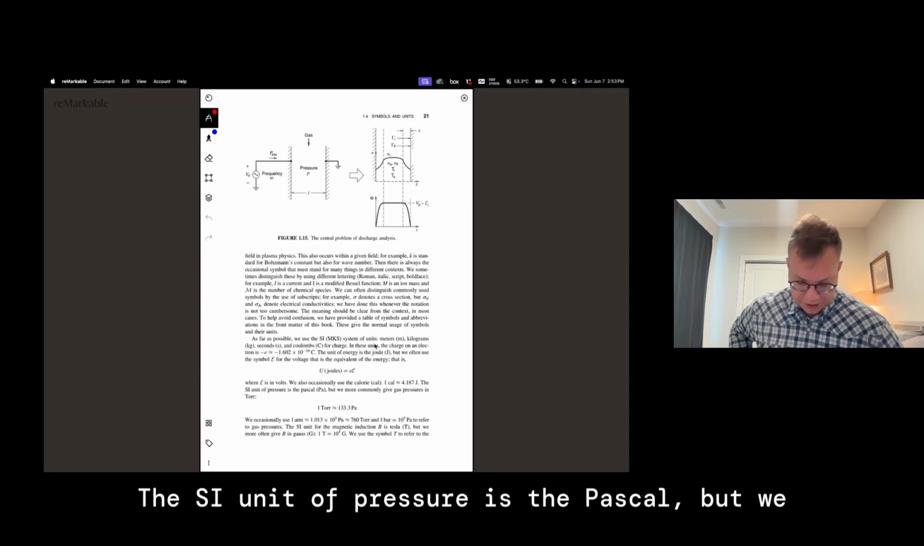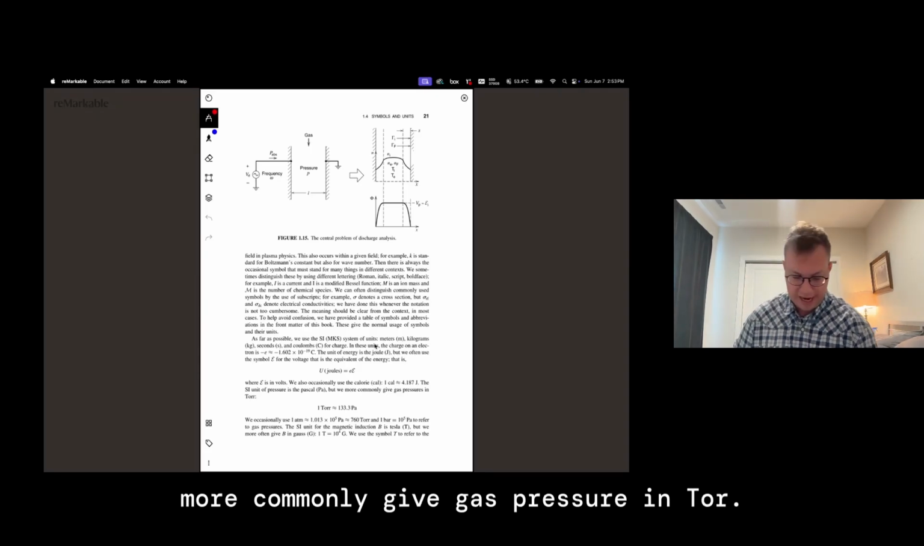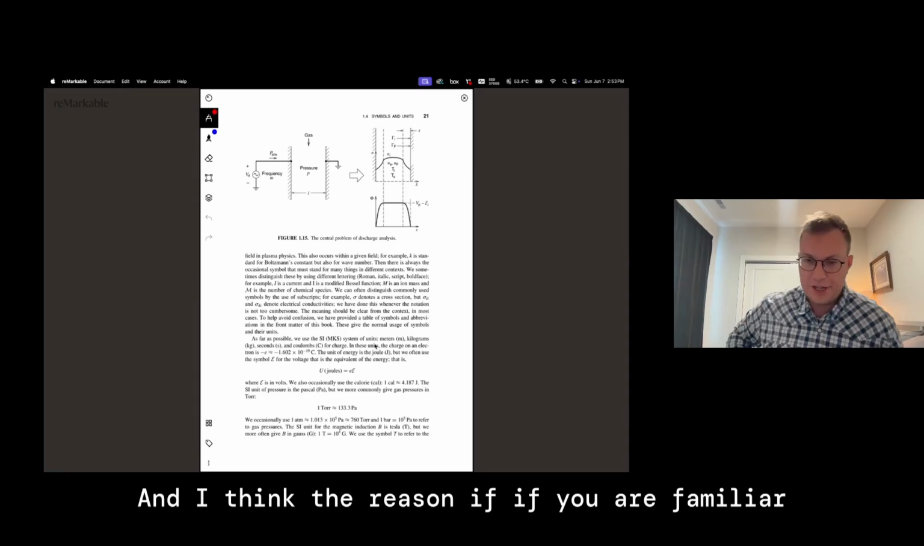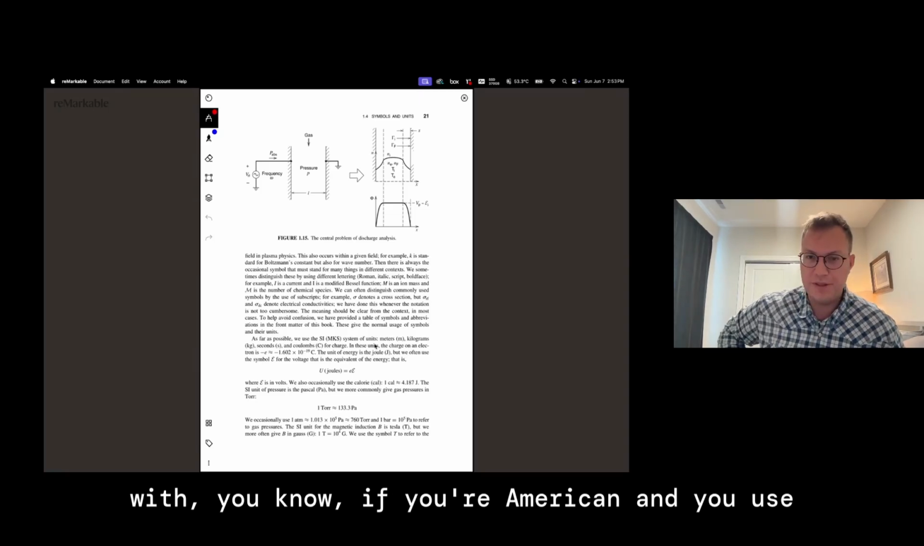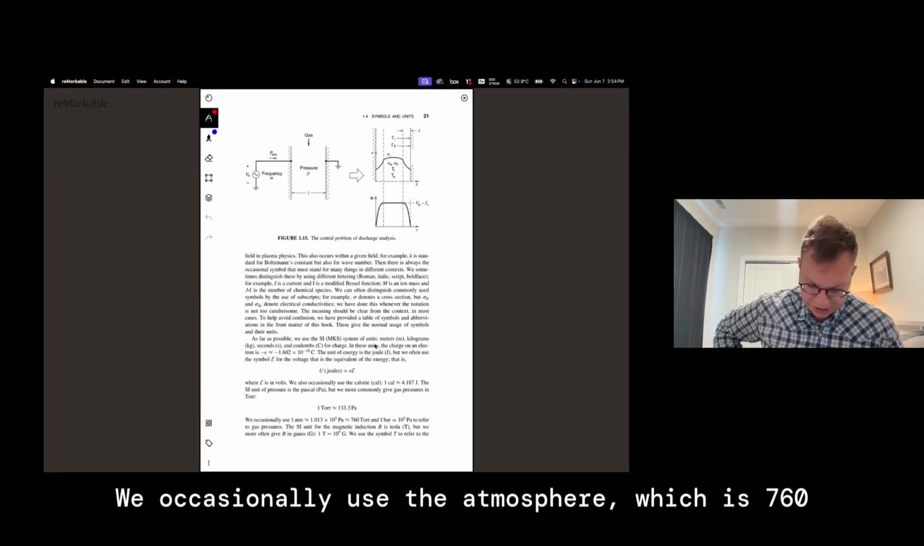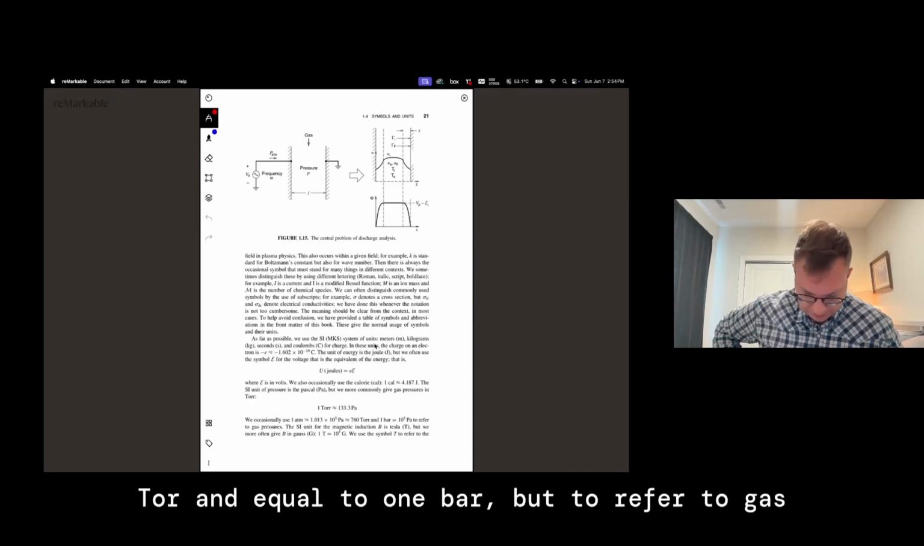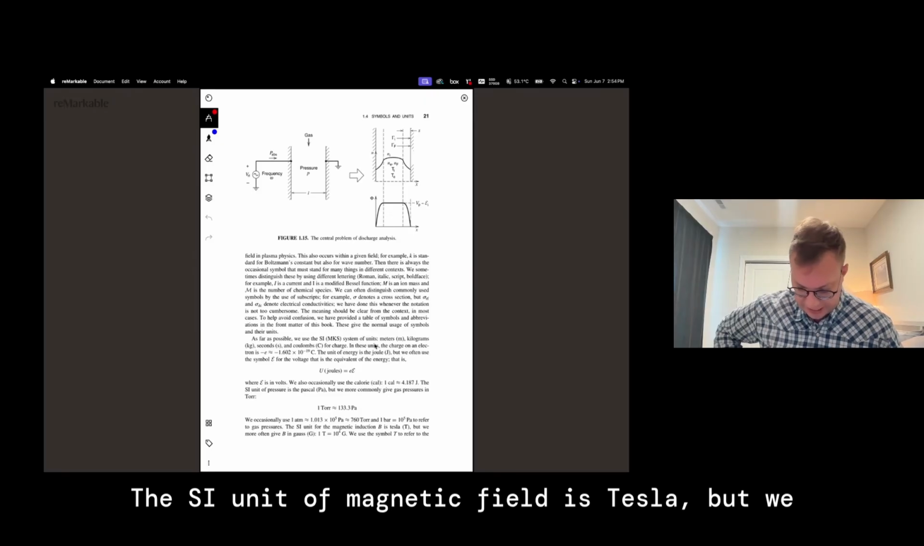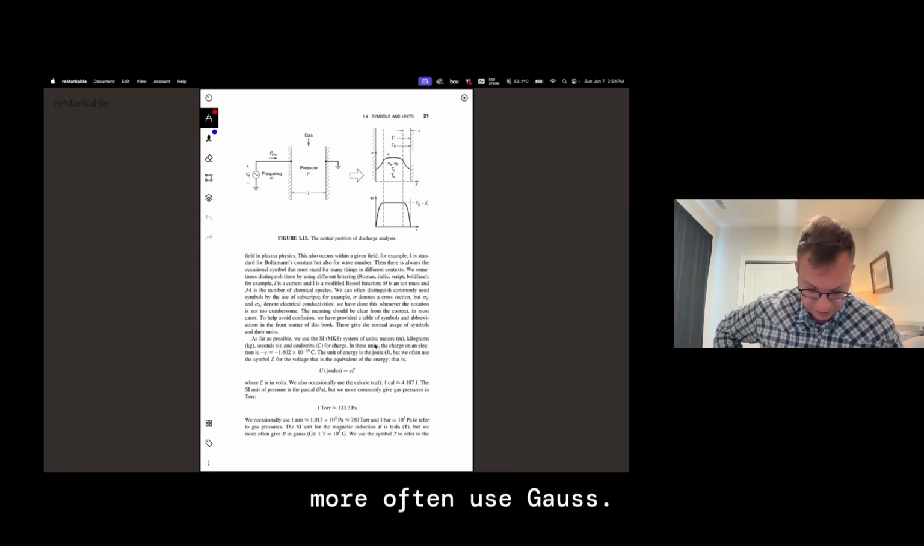The SI unit of pressure is the Pascal, but we more commonly give gas pressure in torr. And I think the reason, if you're American and you use vacuum systems, you'll use torr for all of your pressure measurements. We occasionally use the atmosphere, which is 760 torr and equal to 1 bar. But to refer to gas pressure, the SI unit of magnetic field is Tesla, but we more often use Gauss.